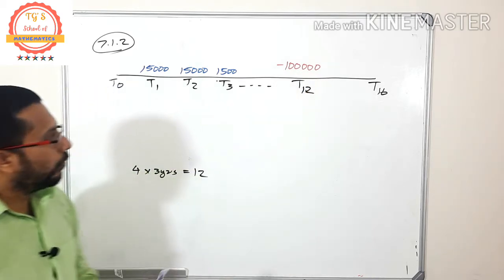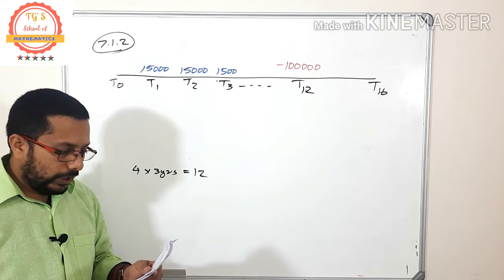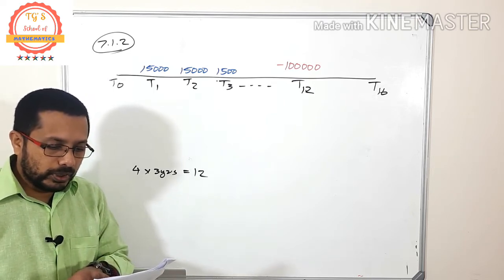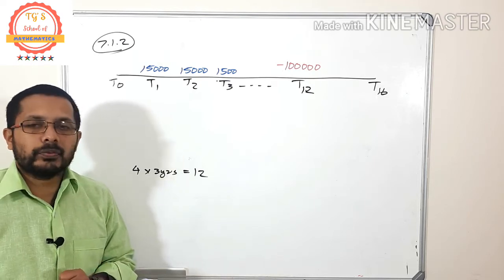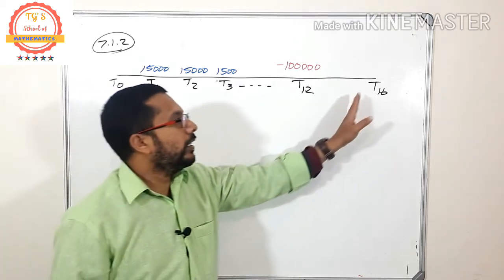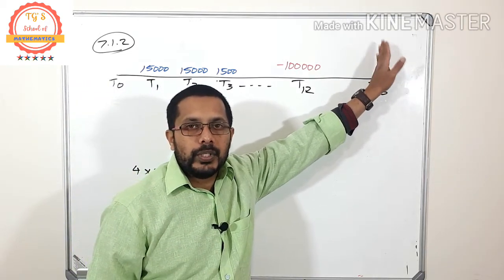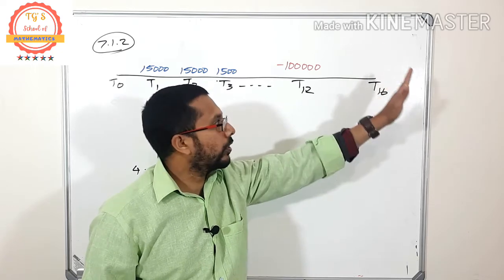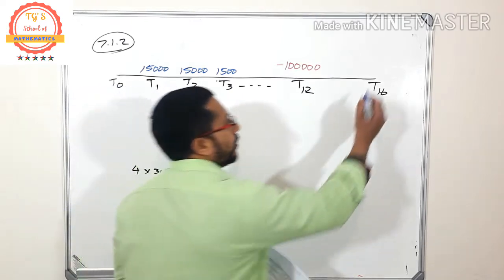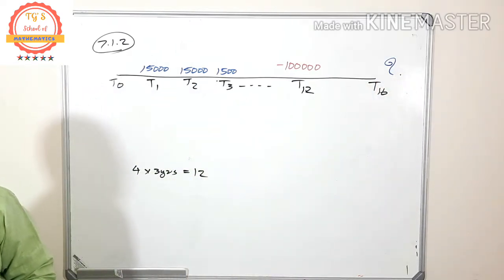Now, what is the question? Continue reading that question. End of 3 years from now, how much will she have in the account at the end of 4 years from now? So the question is, how much will be in her account at the end of these 4 years? End of 4 years means T16. How much will she get? That is the question.